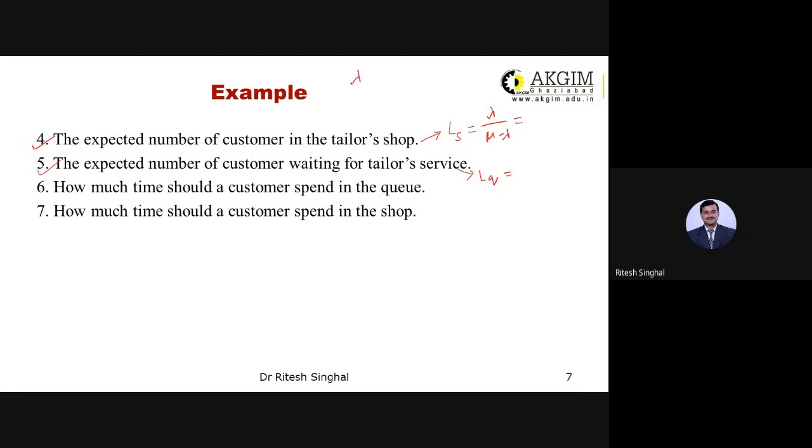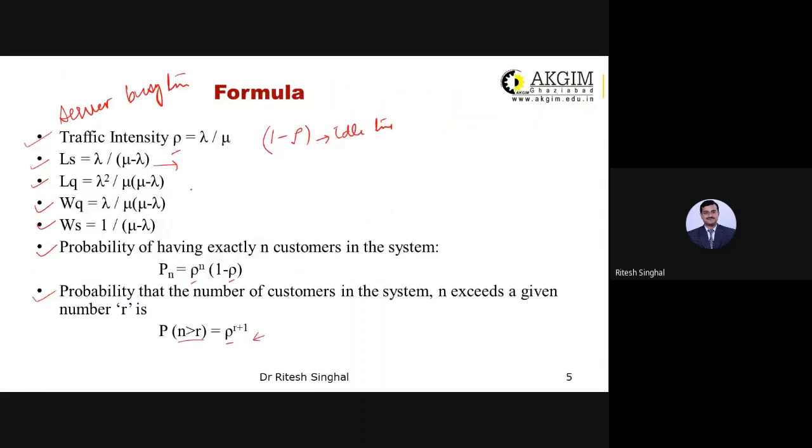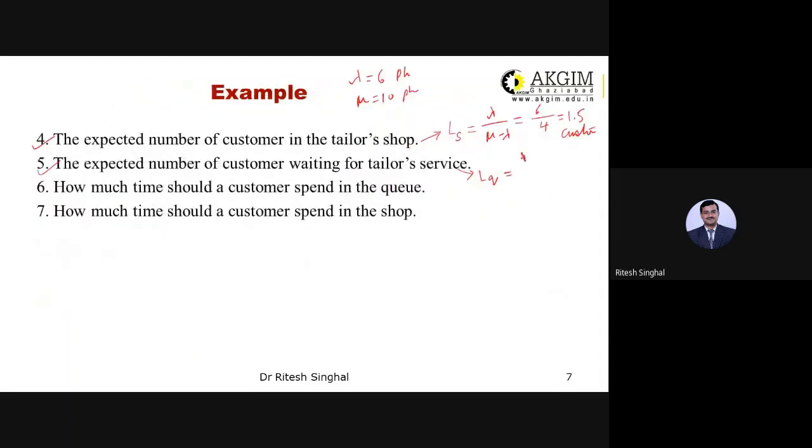In our question, lambda is 6 and mu is 10 per hour. So we can write 6 upon 10 minus 6, which is 4, so it is 1.5 customers. Similarly, the formula for LQ is lambda square upon mu into mu minus lambda. When you calculate this, the value comes out to be around 0.9 customer.